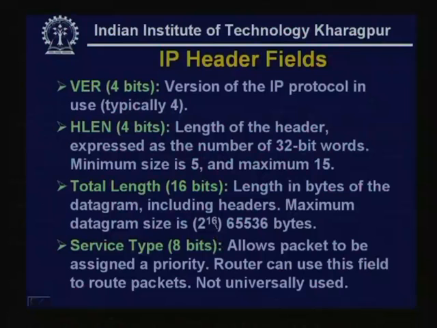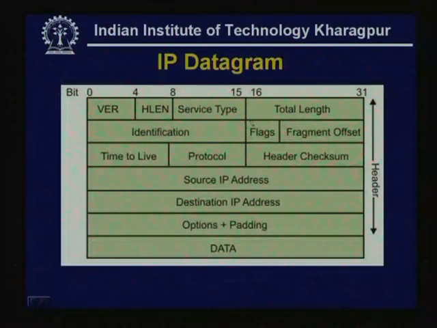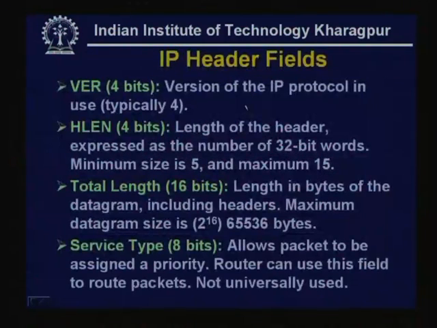Then you have the total length, the length in bytes of the datagram including headers. So, you can see the IP datagram can be of 65,536 bytes, which is the maximum size of the datagram. And the service type field is used to allow a packet to be assigned a priority. A router can use this field to route packets, but however, it is not universally used.